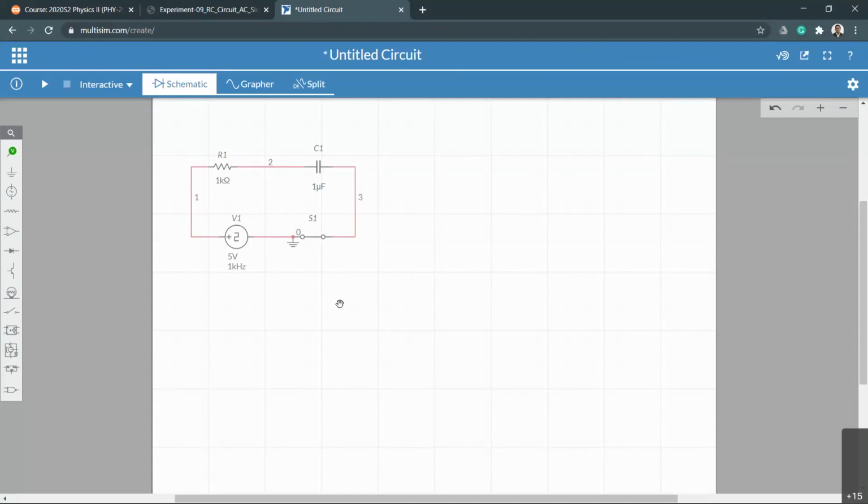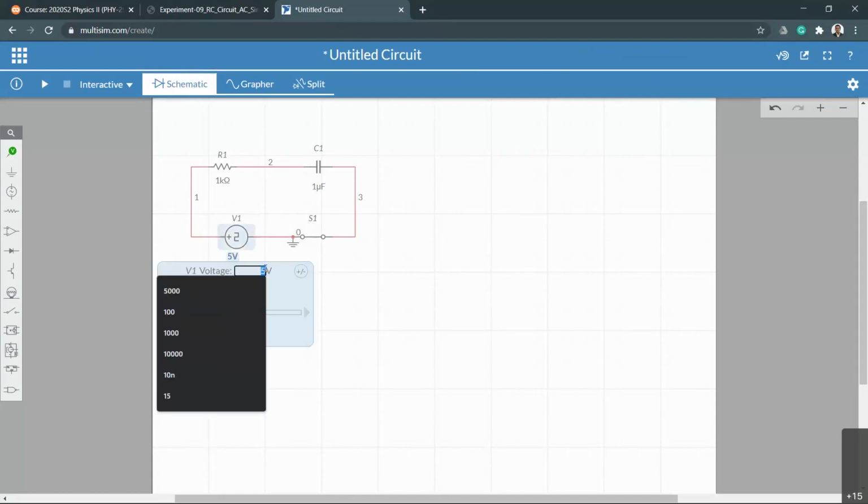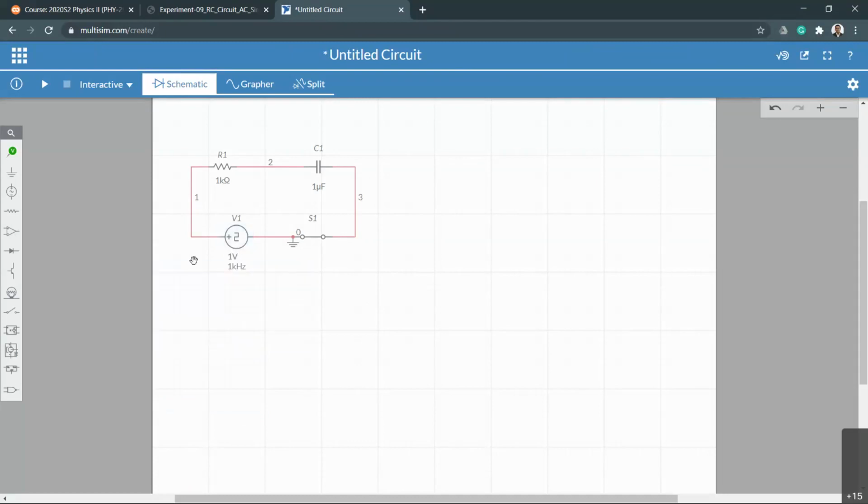Depending on input frequency, you have to figure out what the time constant is, and then relative to that you have to adjust either the input frequency or the resistor and capacitor values. Let's apply 1 volt, then it's easy to measure. And then let's apply a frequency of about maybe 100 hertz. We don't need it so high.